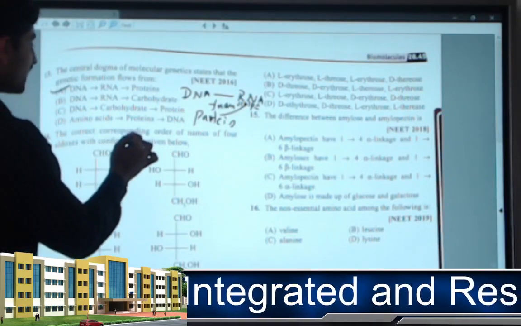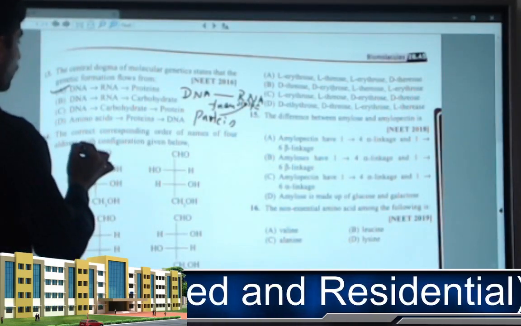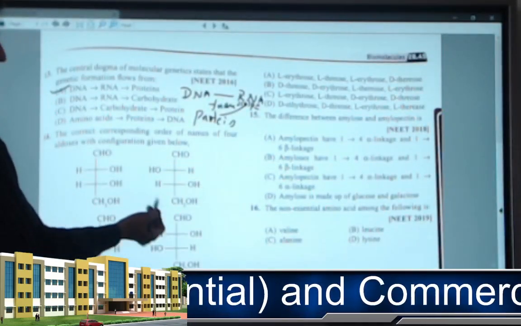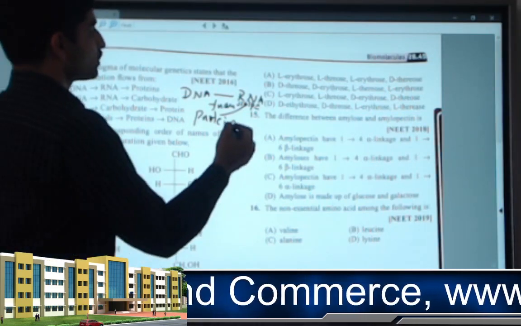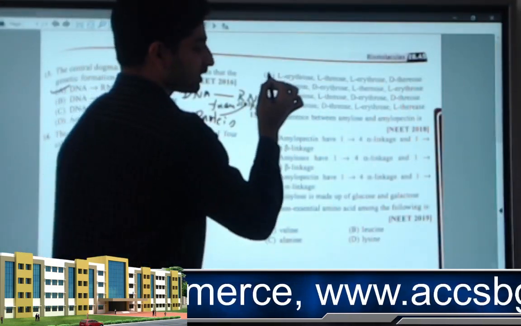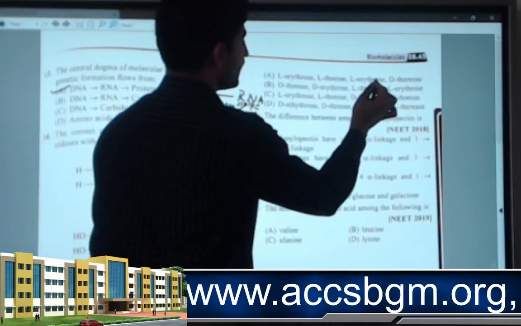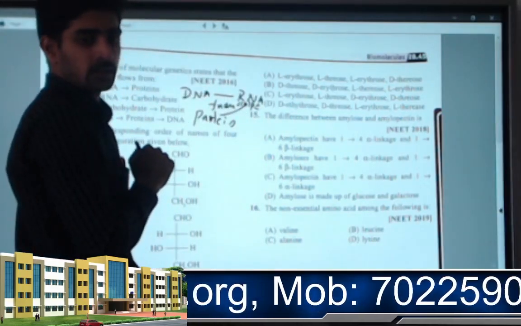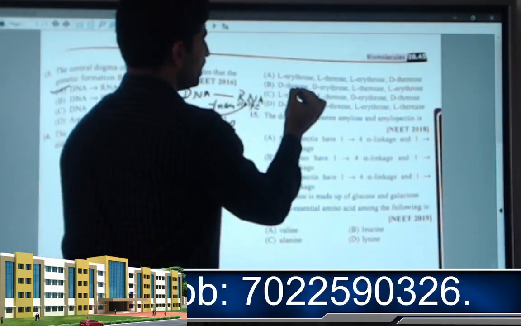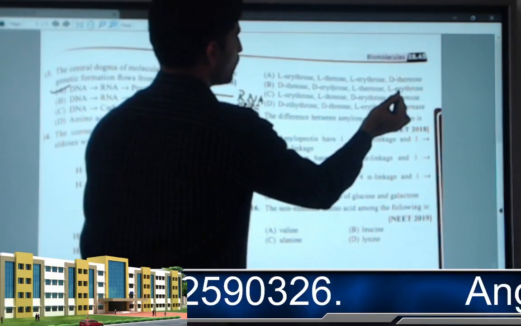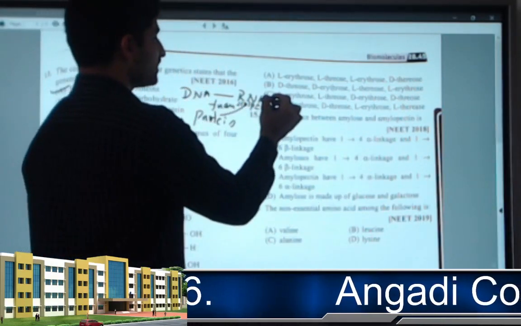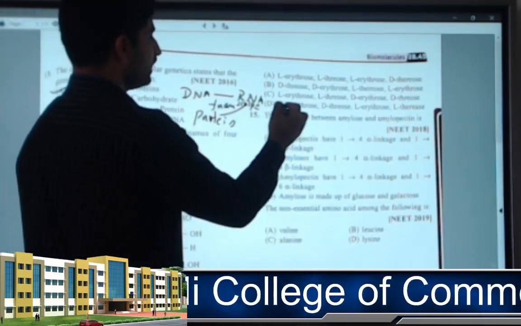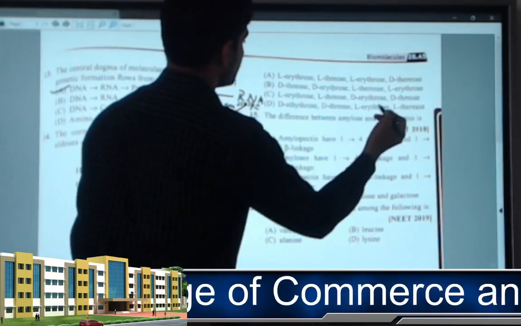Now, the correct corresponding order of names of 4 aldoses with the configuration given below. This is first, second, third, and fourth configurations they have given. So option A is L-erythrose, L-threose, L-erythrose, D-threose. That is, L is levorotatory, D is dextrorotatory. Option B is D-threose, D-erythrose, L-threose, L-erythrose. Option C, L-erythrose, L-threose, D-erythrose, D-threose. Option D, D-erythrose, D-threose, L-erythrose, L-threose.